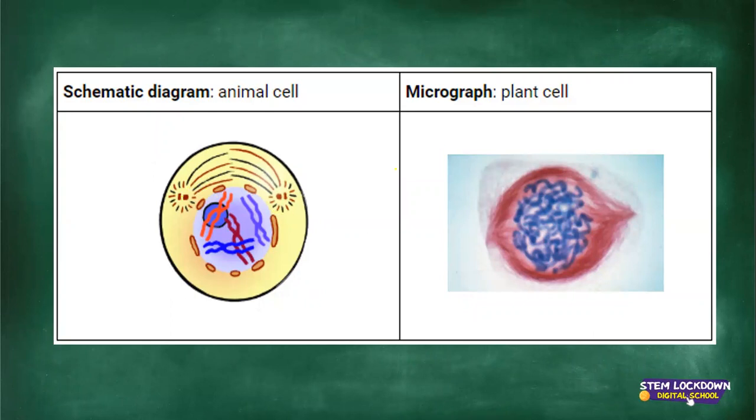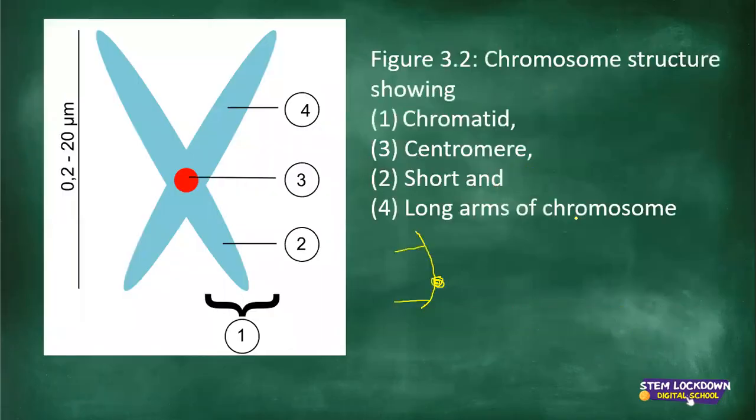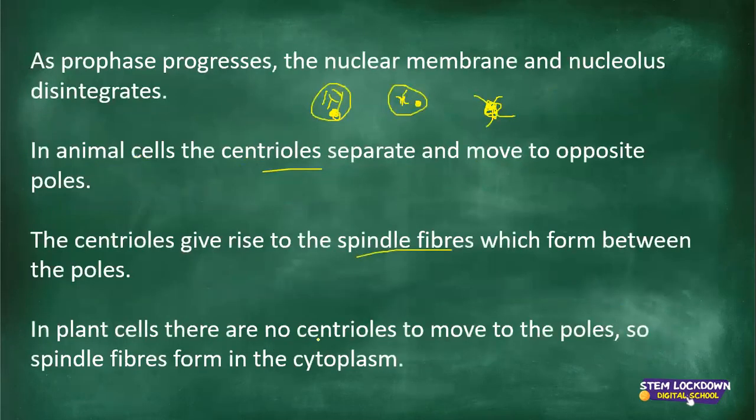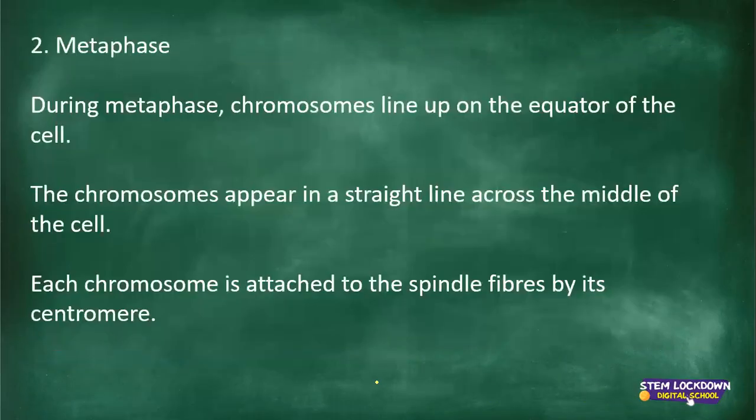But in plant cells, we said there are no centrioles. So the spindle fibers will just form over there. In plant cells, there are no centrioles to move to the poles. So spindle fibers form in the cytoplasm. And then that was prophase. You understood what prophase is, right?